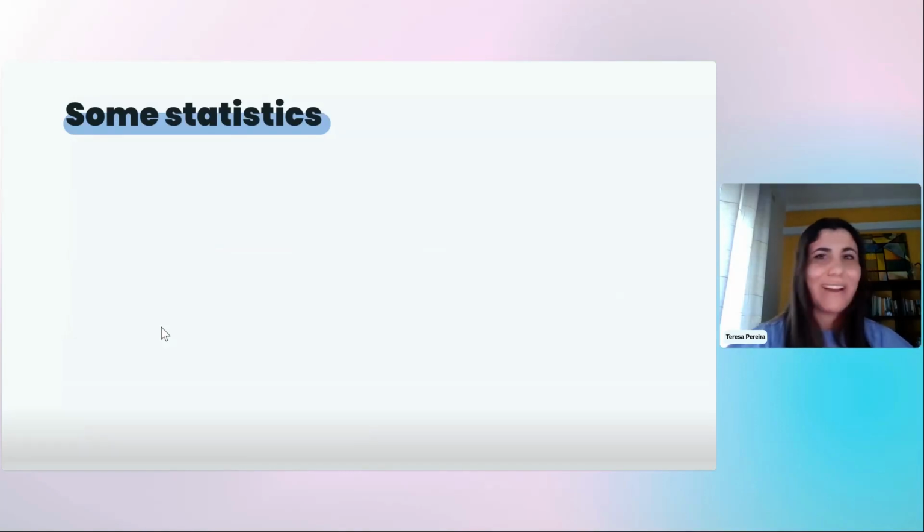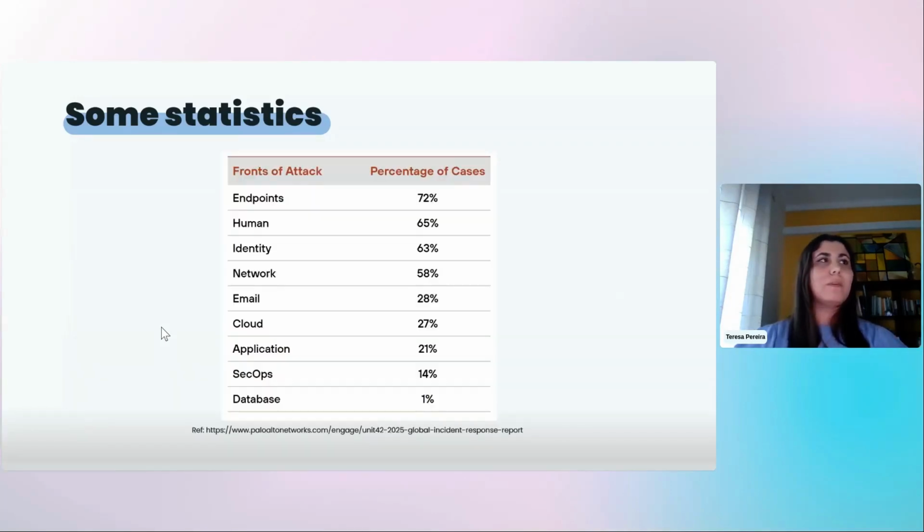APIs today, okay, guys? So I just need to show you a few statistics before that. And these are from the Palo Alto Global Incident Response report from this year. So attackers use multiple fronts, right? So the first one is endpoints, applications. And if you check the second, it's the human front, right?